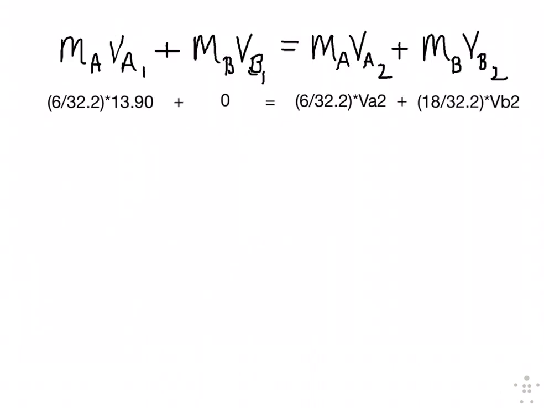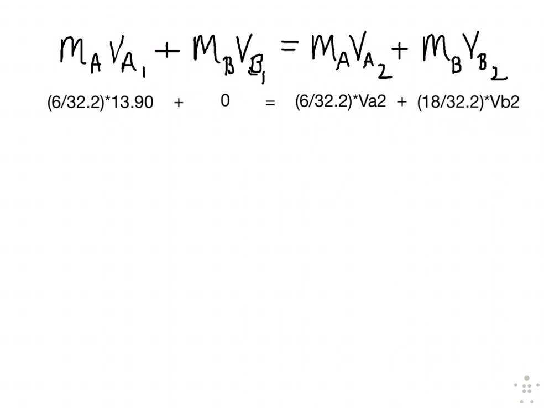So our conservation of momentum equation, we have m_A v_A1 plus m_B v_B1 is equal to m_A v_A2 plus m_B v_B2. So plugging in the values, we have the mass of A times the initial velocity before impact of A. The momentum of B is 0 because it's at rest. Then we have the mass times our unknown velocity A2 plus our mass times our unknown velocity B2.